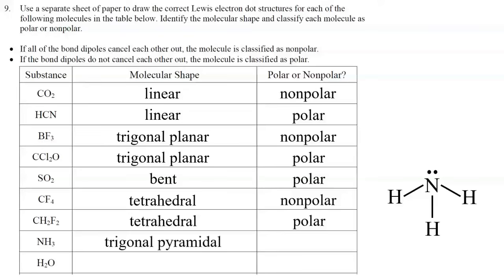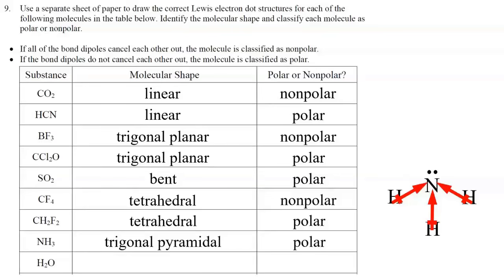So earlier, when I was talking about SO2 and I said the fact that it was bent makes it polar, this is a similar situation. The fact that this is a trigonal pyramidal molecule means that the dipoles will not cancel each other out. So the 3 bond dipoles are not going to cancel each other out.